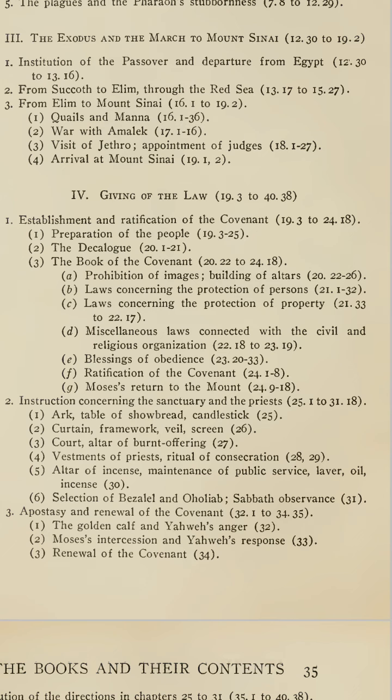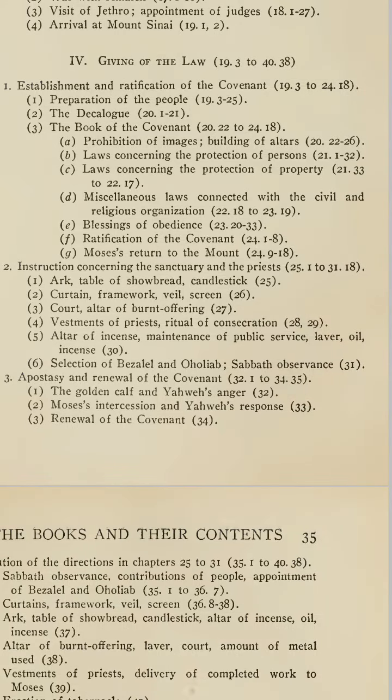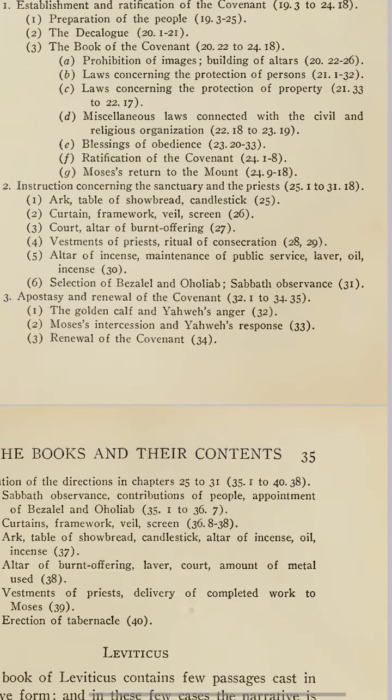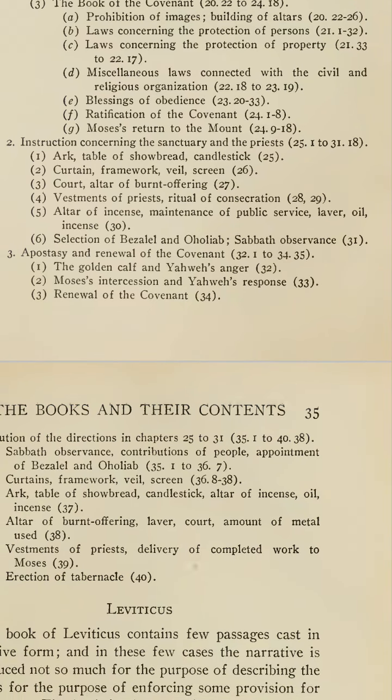4, giving of the law, establishment and ratification of the covenant: preparation of the people, the Decalogue, the book of the covenant, prohibition of images, building of altars, laws concerning the protection of persons, laws concerning the protection of properties, miscellaneous laws connected with the civil and religious organization, blessings of obedience, ratification of the covenant, Moses' return to the mount.